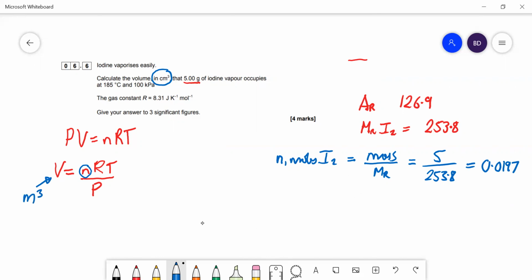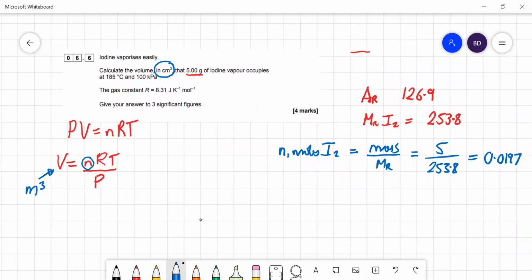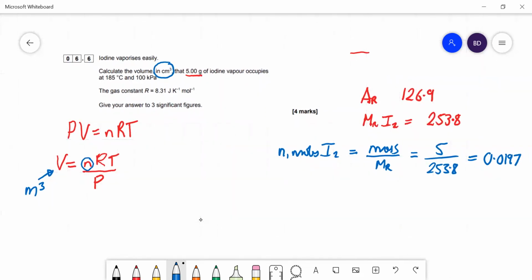You always have to be really careful with units in the ideal gas equation. The 100 kilopascals needs to be in pascals, so we need 100,000 pascals. The temperature needs to be in kelvins, so 185 plus 273 is 458 Kelvin.